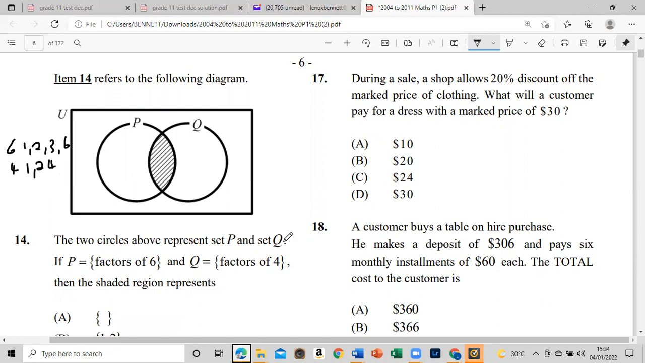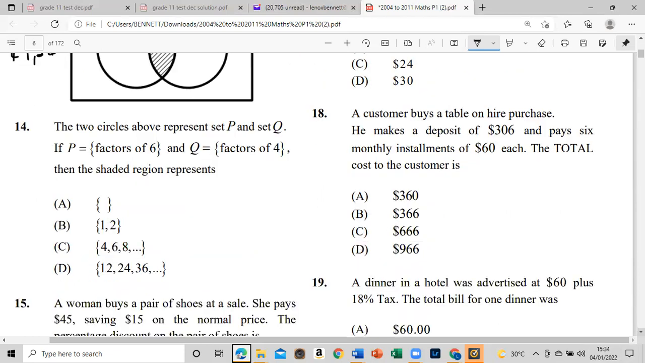Now 4, come on. 1 and 2 are the... Alright, yeah. 1 and 2 is in both, so 1 and 2 would be our answer. Alright, let's move on to 15 rather.